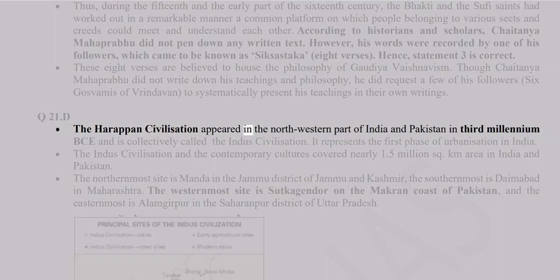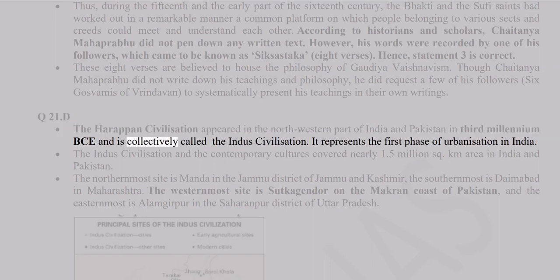The Harappan civilization appeared in the northwestern part of India and Pakistan in the 3rd millennium BCE and is collectively called the Indus civilization. It represents the first phase of urbanization in India.